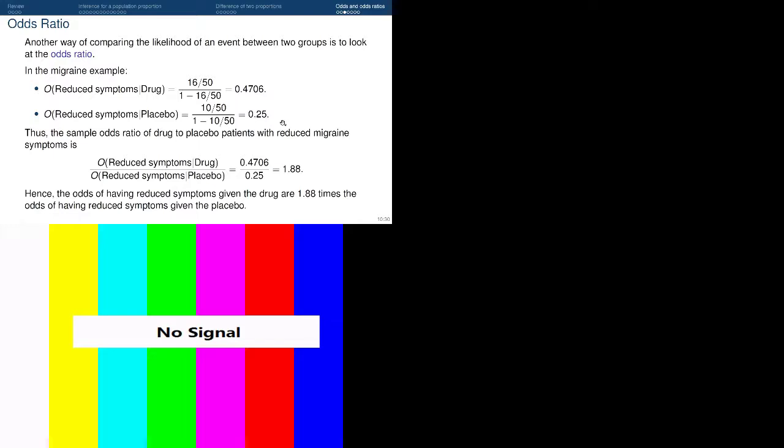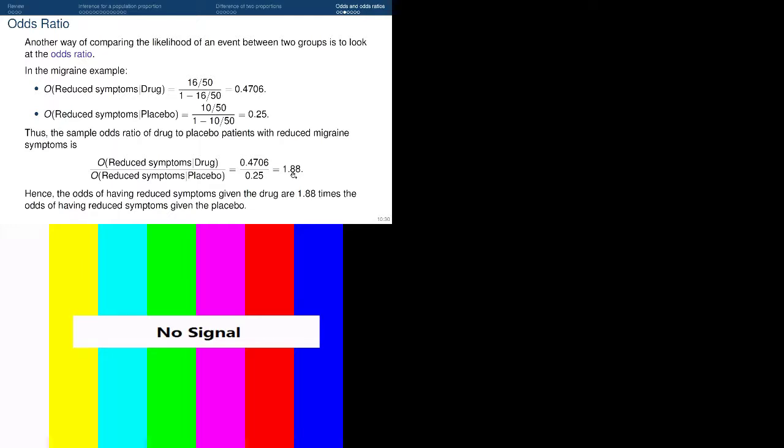Then, if we want to compare those 2 odds, we can look at the odds ratio, which is simply one lot of odds divided by the other lot of odds. So we end up with an odds ratio of 1.88.